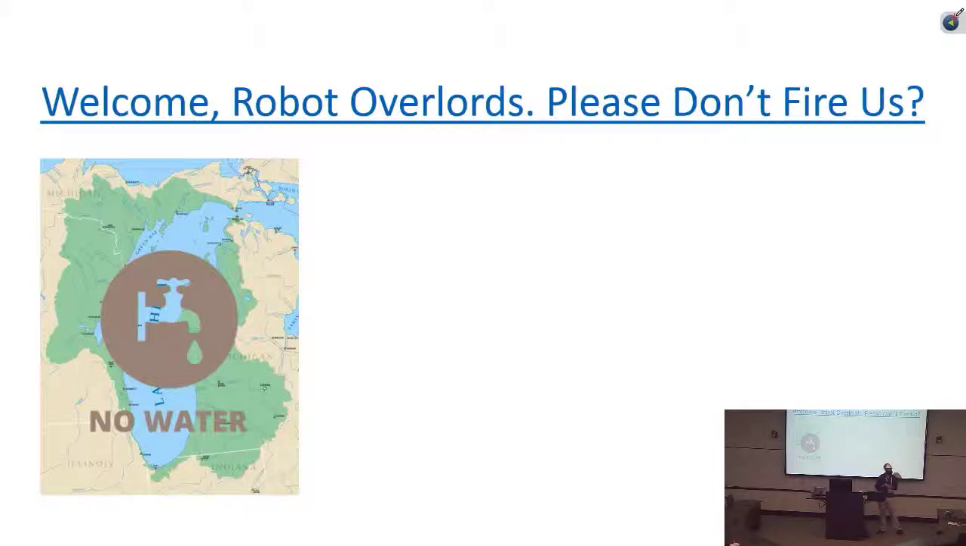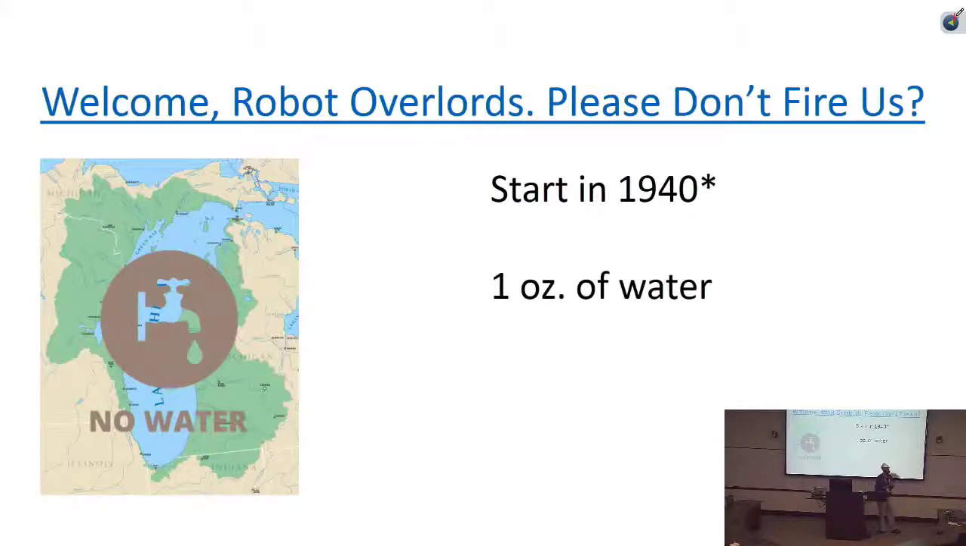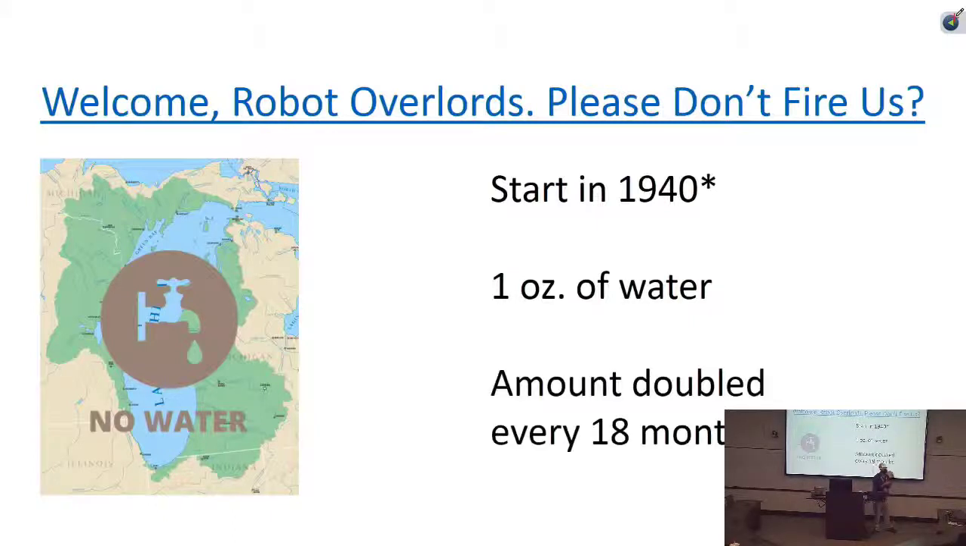So, let's presume that Lake Michigan is empty. We're going to fill it up, and we have a couple conditions about how we're going to do it. We're going to start in 1940, so we're going to jump into the DeLorean, head back. We're going to empty the lake, and we're going to start filling it up, but we're going to fill it up 1 ounce at a time. Ooh, that's going to take a minute. But wait, we have a stipulation that will improve this. We're going to double the amount of water we put into it every 18 months.